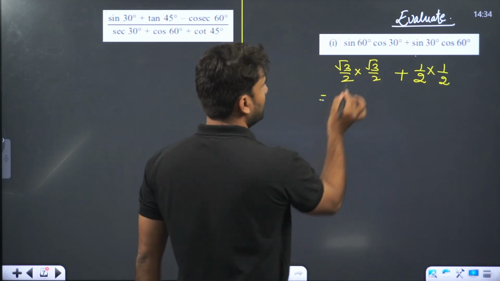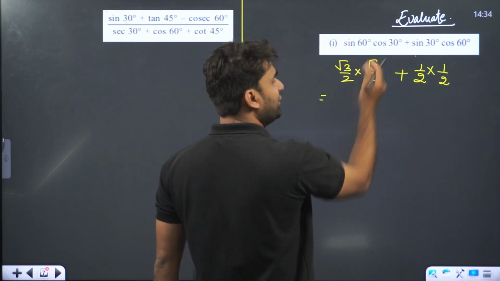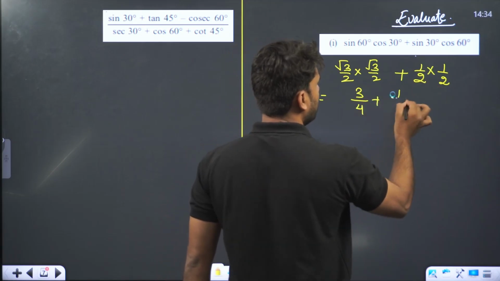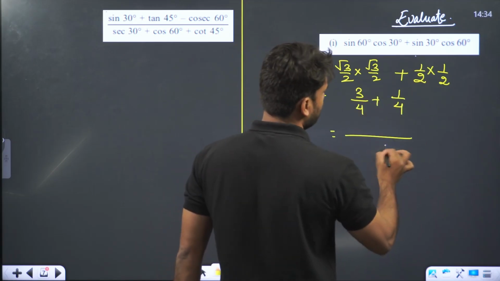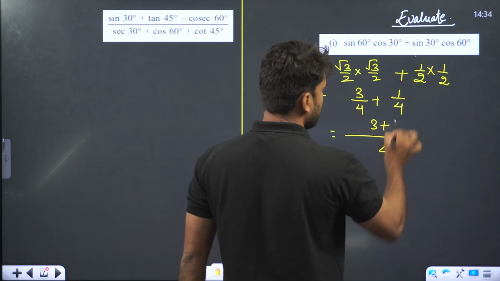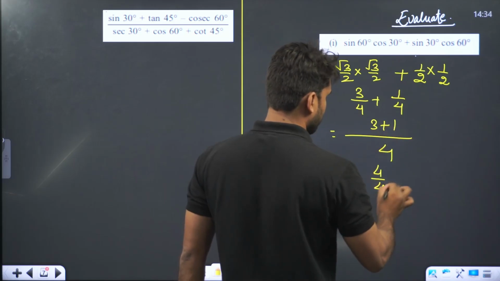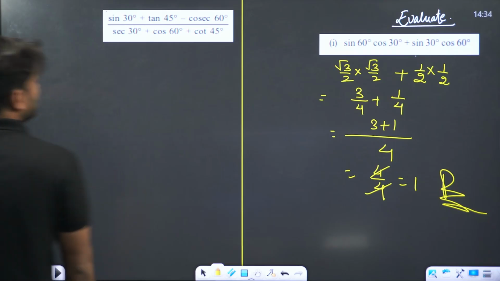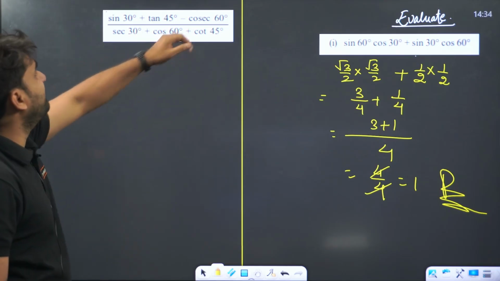Root 3 by 2, root 3 by 2. So root 3 into root 3 is 3, and 2 into 2 is 4. And here 1 into 1 is 1, and 2 into 2 is 4. Can we take LCM? So 4 is the LCM, 3 plus 1 is 4. 4 by 4 is equal to 1. This is the answer.